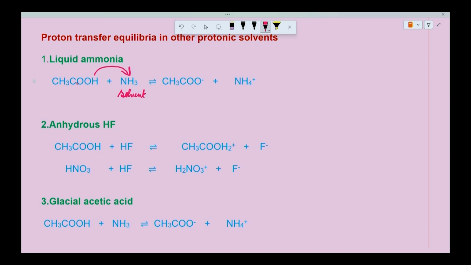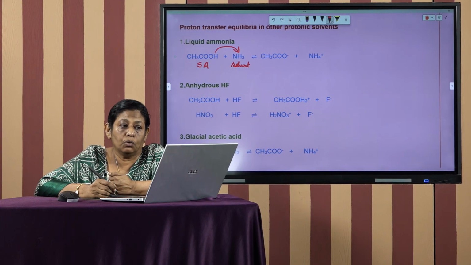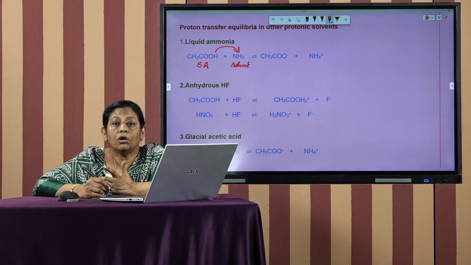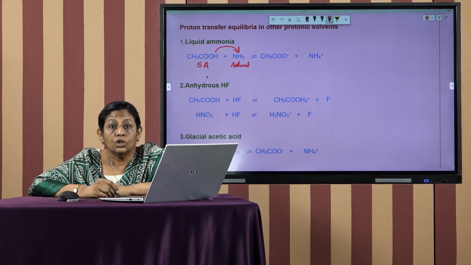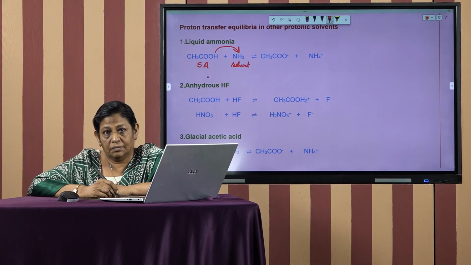In this case, acetic acid acts as a strong acid because ammonia is ready to accept a proton, it is waiting to get one, and therefore it accepts a proton from acetic acid more readily than water does. Therefore acetic acid, if I take it in liquid ammonia, acts as a strong acid.